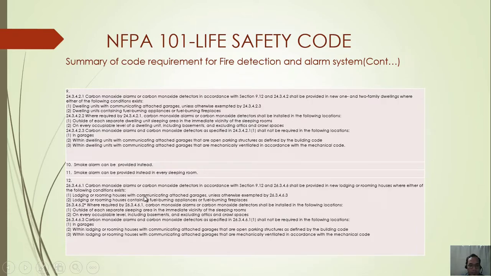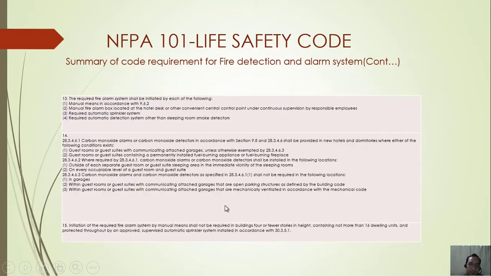Note 12, it just says same as other occupancy where you will install CO detectors. It should be installed outside each sleeping area, sleeping room, on every occupiable level, excluding attics, same as what we have in the other occupancies. And where it's not required to install CO, same. When you have an attached garage, which is an open parking structure, and it's mechanically ventilated, then it's not required anymore. So let's go to 13 for hotel and dormitories.